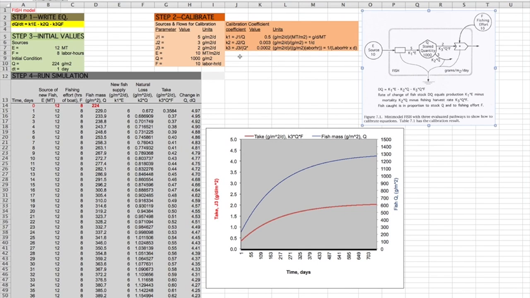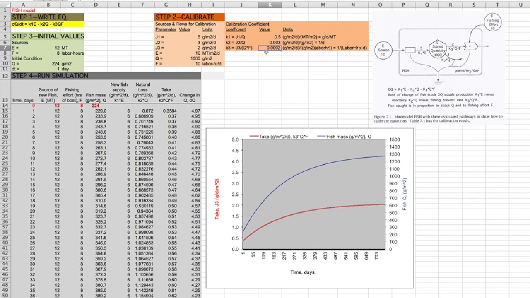terms or pathways. Similarly, if I click on the formula bar for what K2 equals, it's what's in H6 over H9, or J2 over Q. Finally, we have K3 equals J3 over Q over F. And we see that value is 0.0002 per labor hours, days. And that also refers back to our calibration values here.